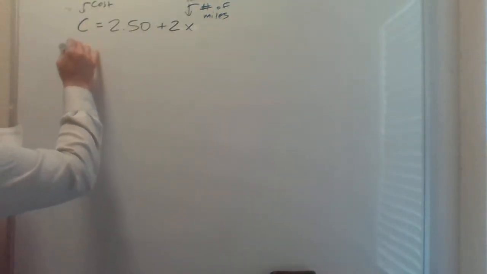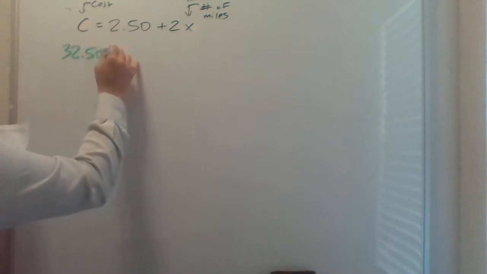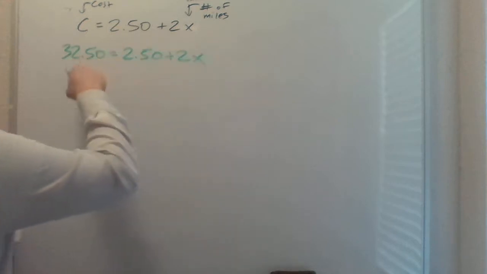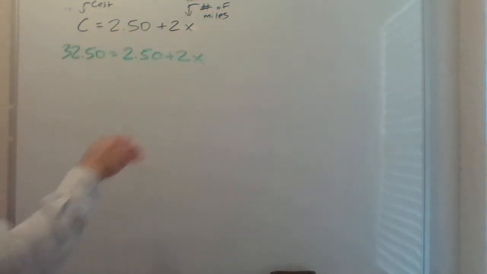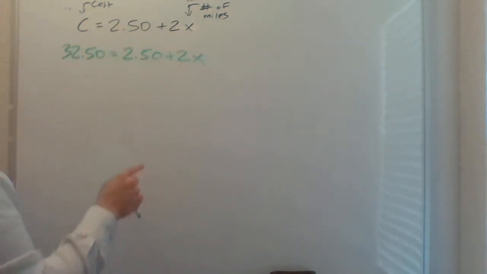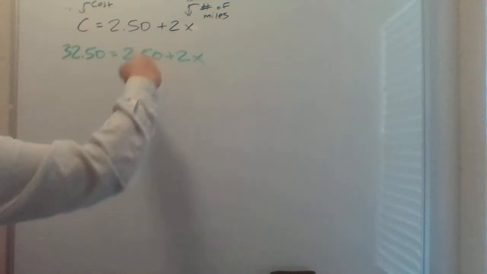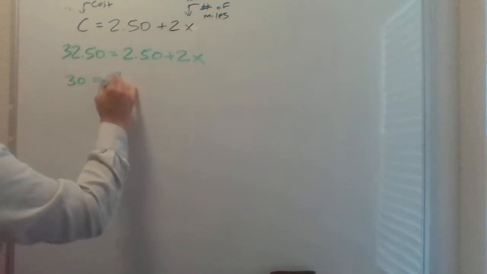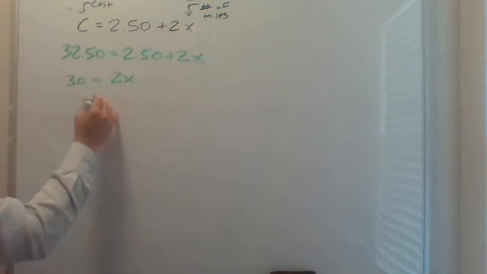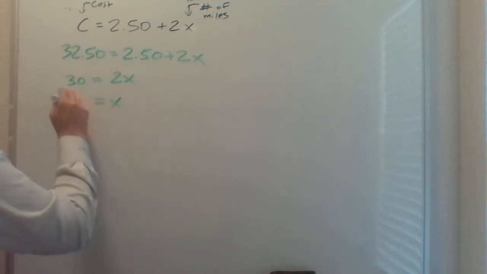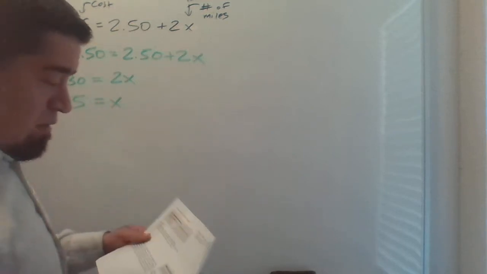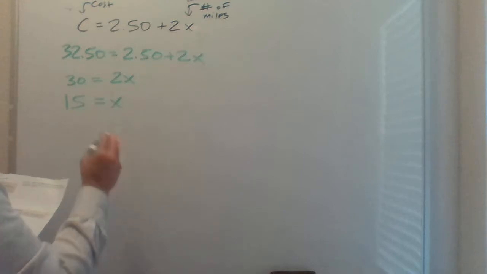So $32.50 equals $2.50 plus 2x. Why did I put $32.50? Because that was the cost, and I'm interested in the number of miles with that cost. So you subtract $2.50 from both sides, and you'll end up with 30 equals 2x. Divide by 2, you get x equals 15. So that means that he traveled 15 miles in his cab.